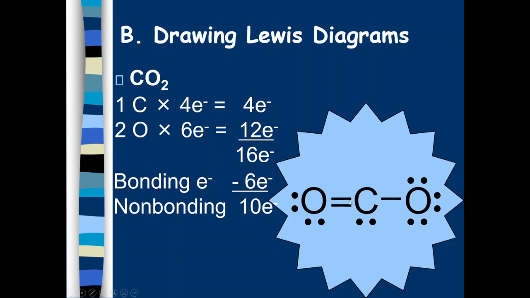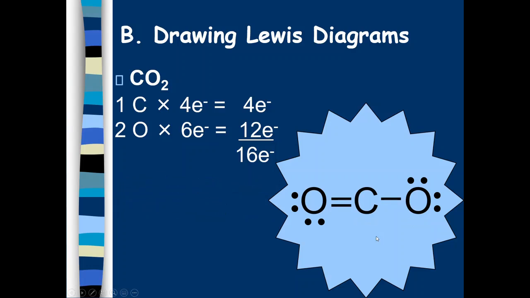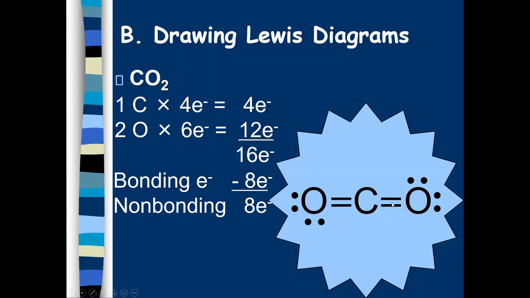I now have 1, 2, 3, 4, 5, 6 bonding electrons, leaving me with 10 electrons that I can have as non-bonding electrons. But according to my diagram, I still have 1, 2, 3, 4, 5, 6, 7, 8, 9, 10, 11, 12 non-bonding electrons. I still have too many non-bonding electrons in my diagram. So I'm going to have to take a few more electrons away and replace them with another double bond.